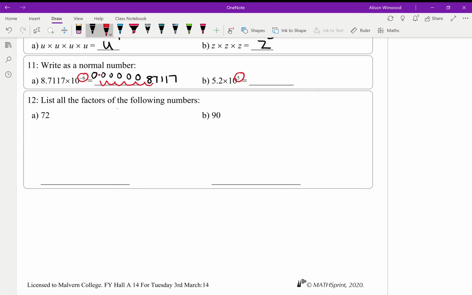Positive power means the zeros are coming at the end. So the decimal point was between the 5 and the 2. It's going to move 5 places. 1, 2, 3, 4, 5. Fill in the gaps with zeros.